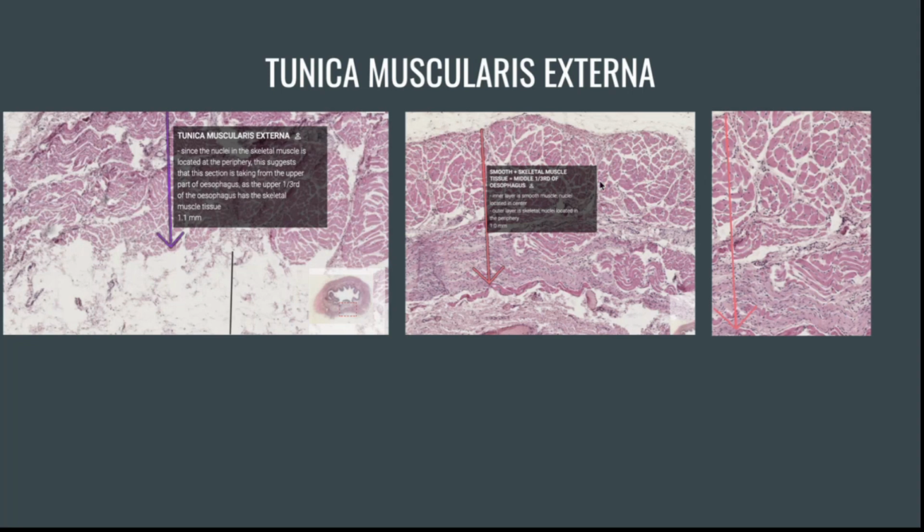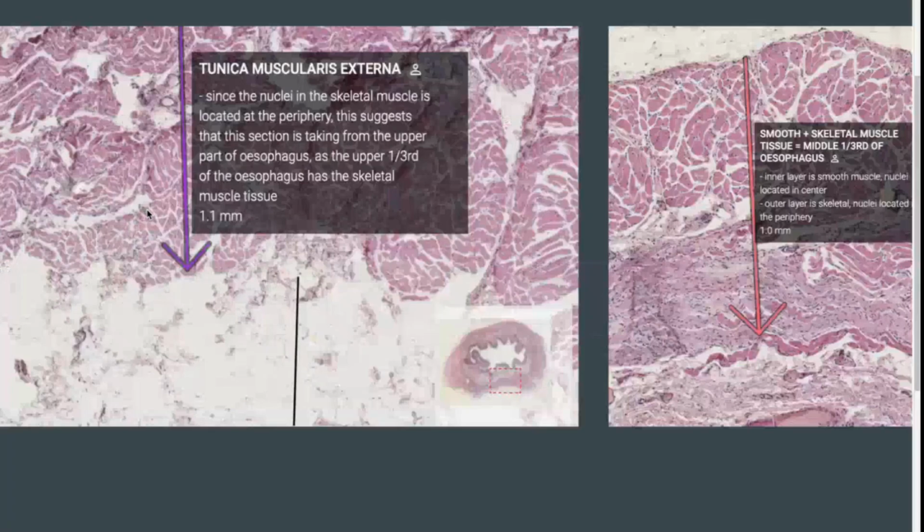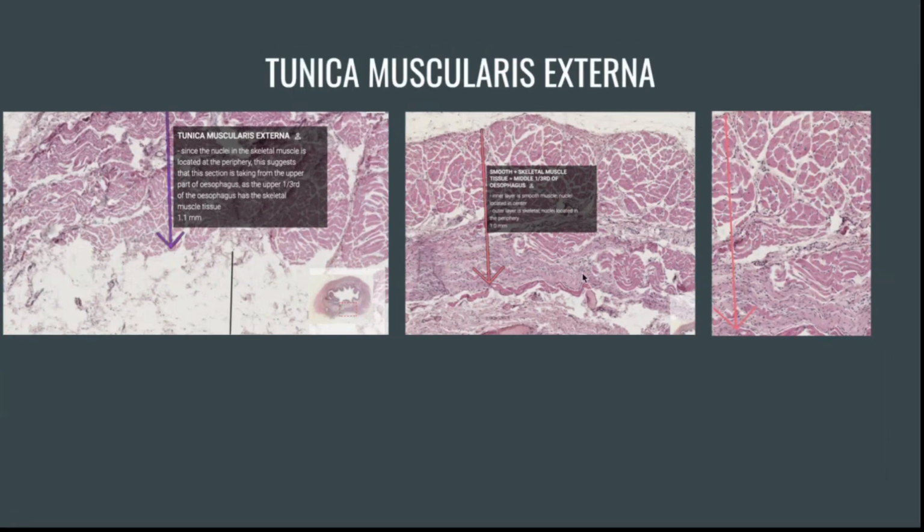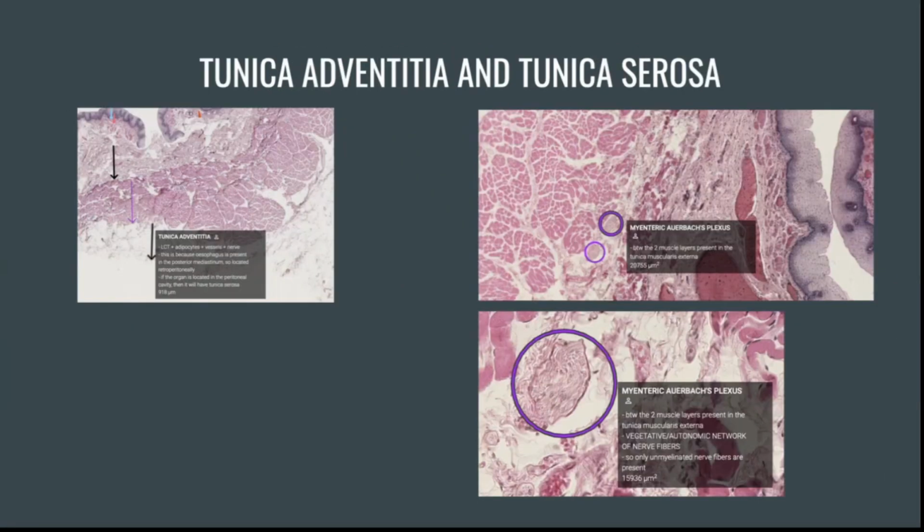So that basically means that this is the middle part of the esophagus. However, when we look at this part, you can only see that the nuclei are essentially present at the periphery, which basically means that this is only the skeletal muscle, and hence this shows the upper one third of the esophagus. So that was about the tunica muscularis externa.